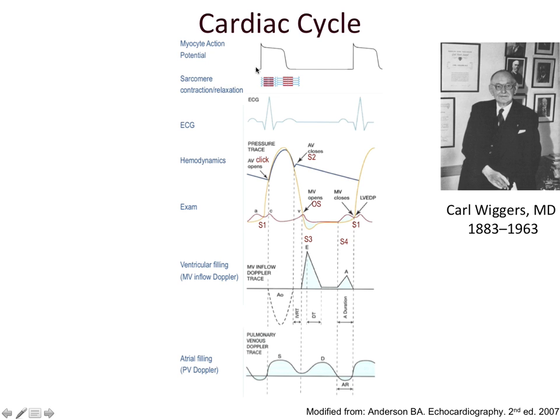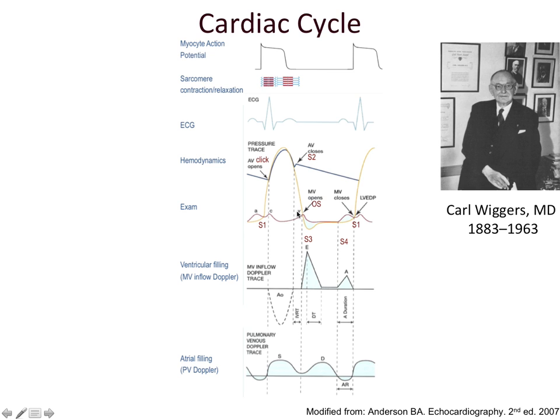So here's a myocyte action potential for a myocyte. Here's your sarcomeric contractions. And systole on your EKG is your QT interval, which roughly corresponds to S1, mitral valve closure, and S2, aortic valve closure. Obviously, the ejection click comes from aortic valve opening, and the opening snap comes from the mitral valve opening.